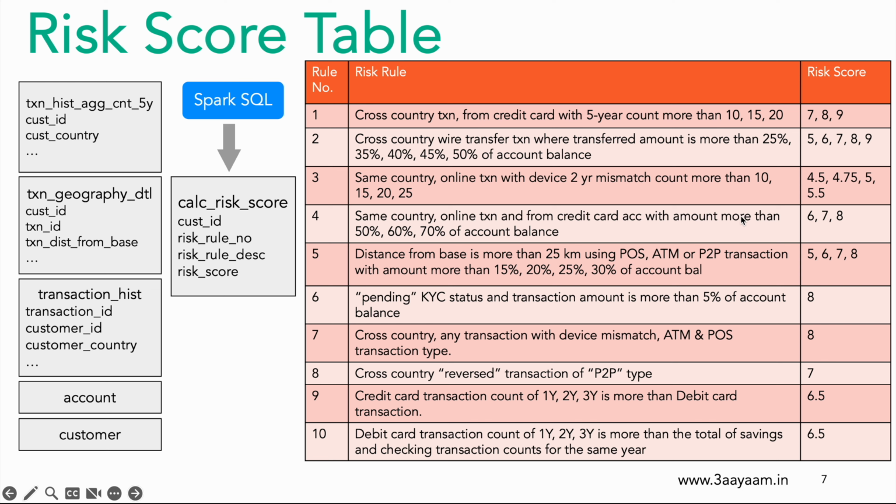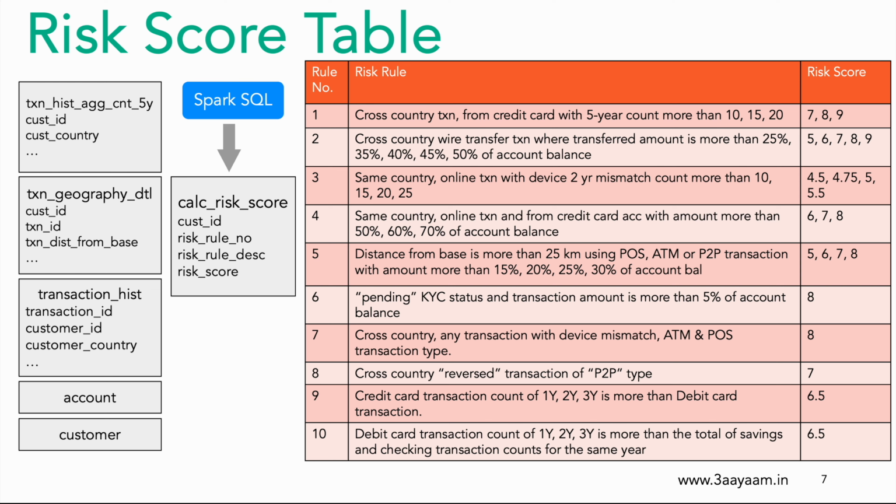Let's take another example where there are multiple values. These are pretty straightforward. Let's take this one. Distance from base is more than 25 kilometers, using POS machine, ATM or P2P transaction type, with amount more than 15%, 20%, 25% and 30% of account balance. So let's say the distance where the transaction has happened is more than 25 kilometers, the transaction type is either POS, ATM or P2P, and the transaction amount is, let's say, 15% of the account balance. In that case, the risk score would be 5.